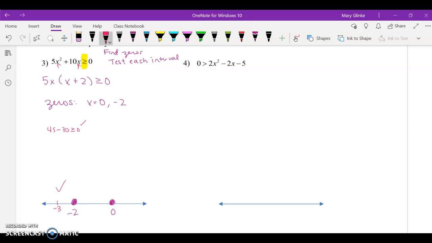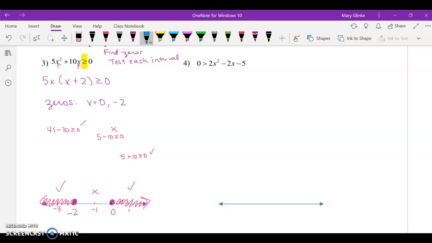If we test -1, for instance, we would get 5 minus 10 is greater than or equal to 0. This is not true. And then if we were to test, for instance, +1, we would get 5 plus 10 is greater than or equal to 0. This is true. So the intervals that are true would yield our solutions. So it'd be everything over here and over there, not in between.